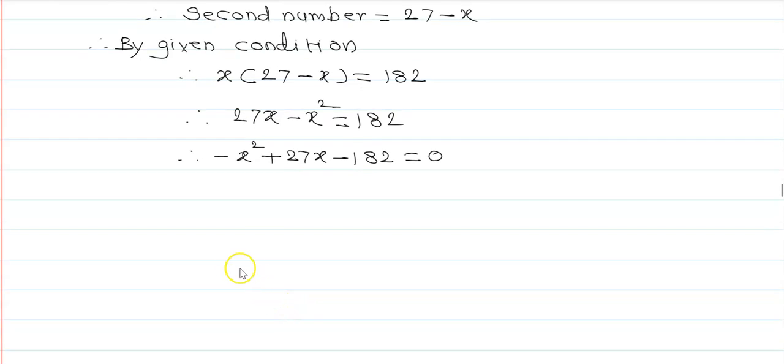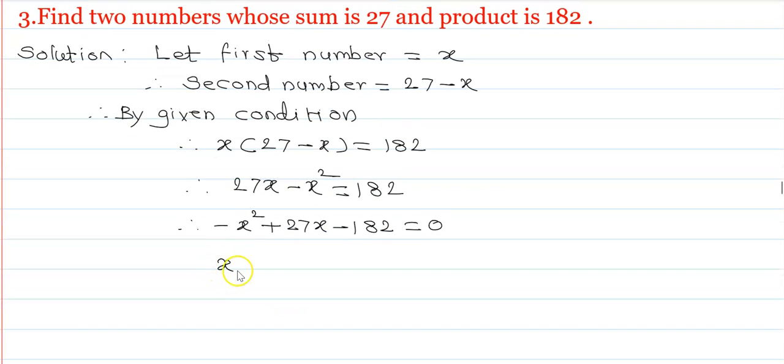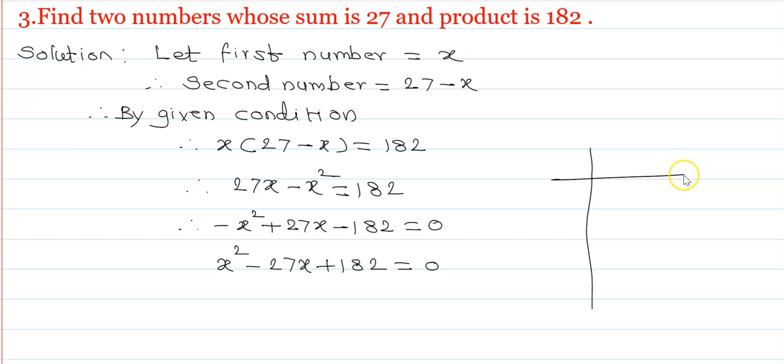Okay. Now we can change the sign also. Therefore, x square minus 27x plus 182, and that equals 0. Again, the product of the two numbers is 182 and the sum is minus 27. Again, if we want to find out the factors, we can use the prime factors. 182: first is 2, 182 divided by 2, 2 nines are 18 and 2 ones are 2.